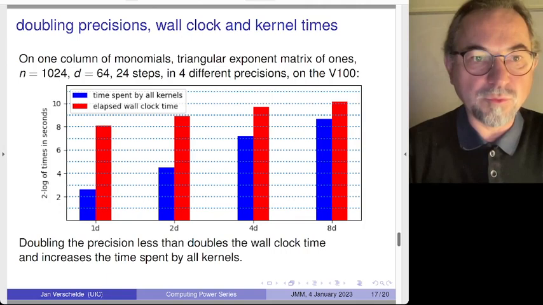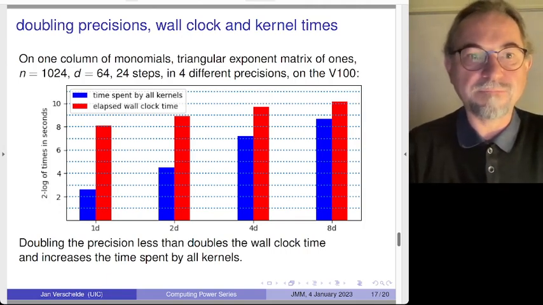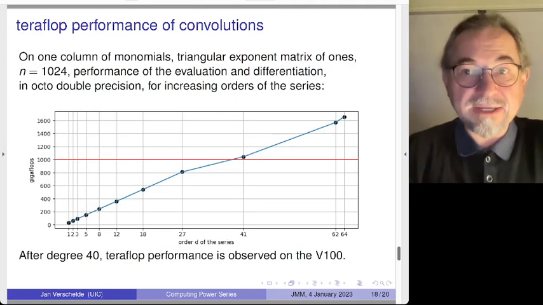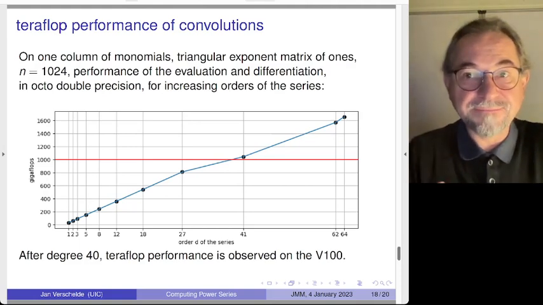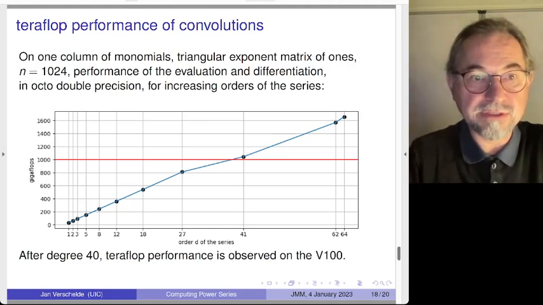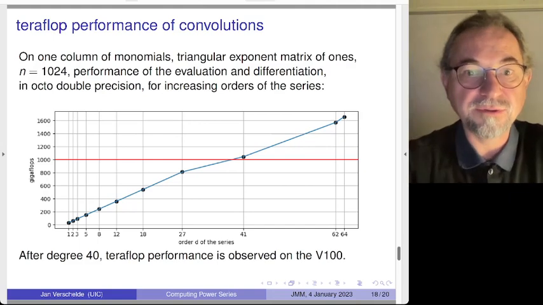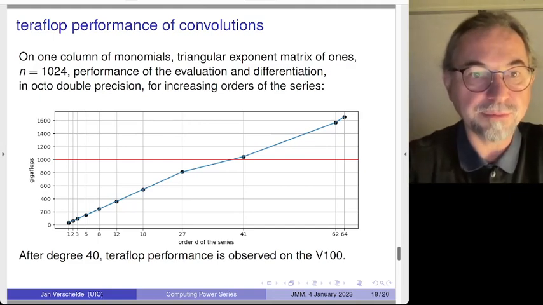Running this for dimension 1024, one column of monomials with order 64 of the series on Volta, the full 24 steps. Okay, so convolutions occupy a significant slice of the pie, almost 1/3, and that's actually quite good because of performance. At degree 40, we have already teraflop performance. So the Volta has 64 cores per streaming multiprocessor, and this kind of explains that after 40, you get a very good performance.